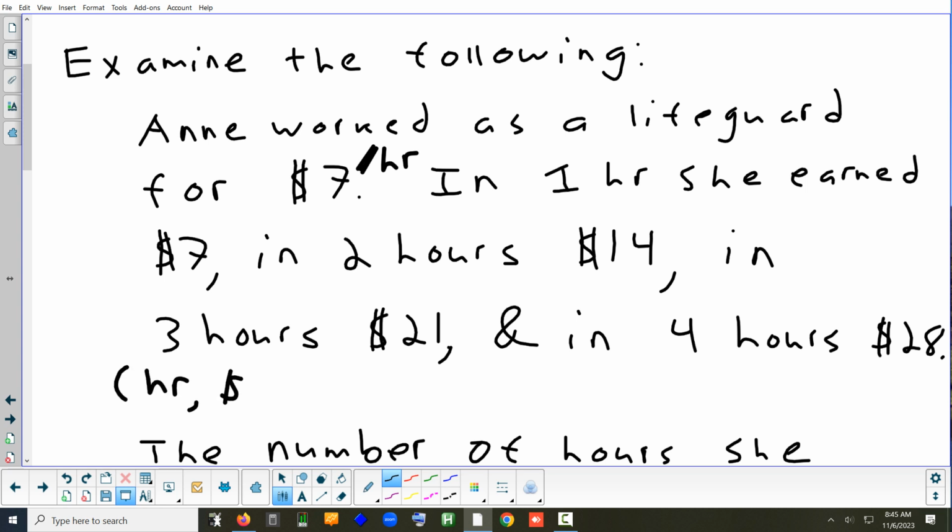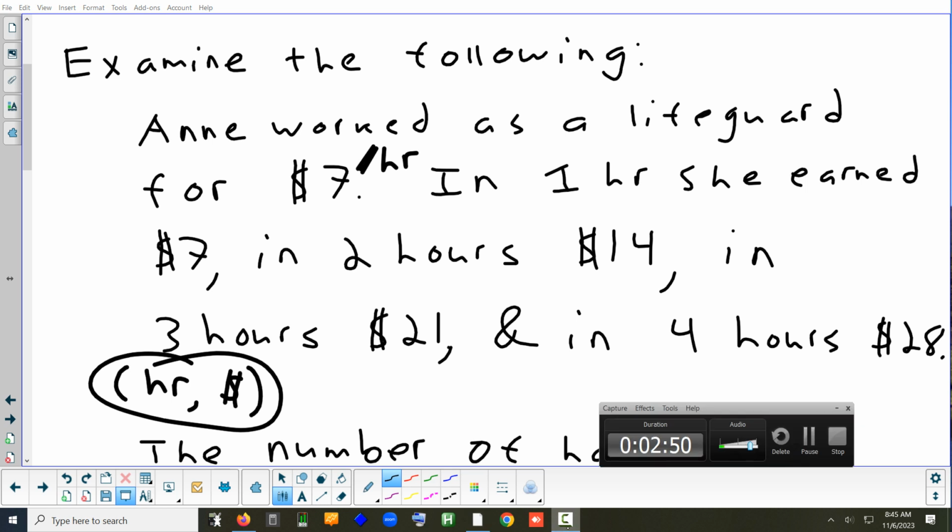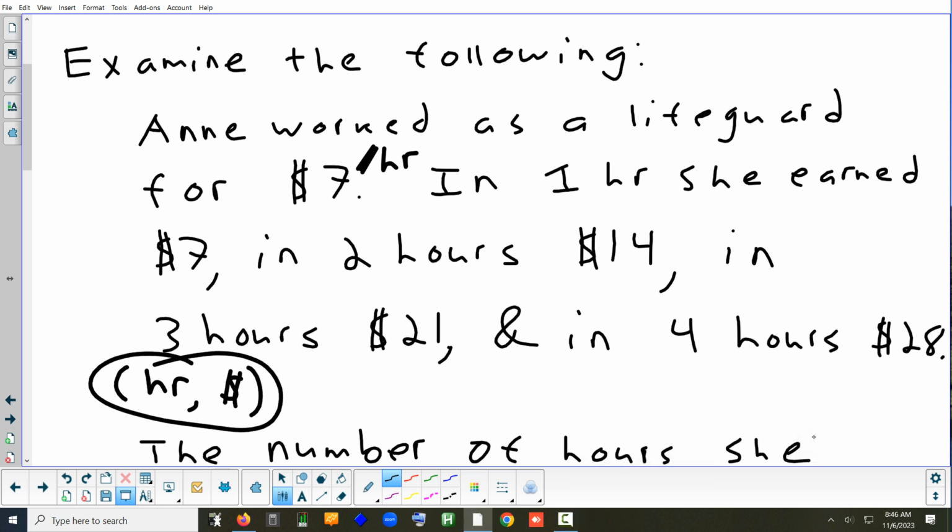Hours, comma, money. So if I wanted to write a coordinate like that with the first sentence, in 1 hour, she earned $7. How could I write that as a coordinate? Think about setting it up like that, and then fill in the hours and fill in the money. Yeah? The hours would be 1, and the money side would be 7. So you could think of that first sentence as 1, comma, 7. That's a way to represent it. Okay, so the first sentence could be 1, comma, 7.